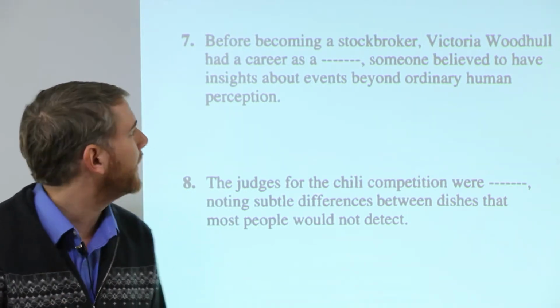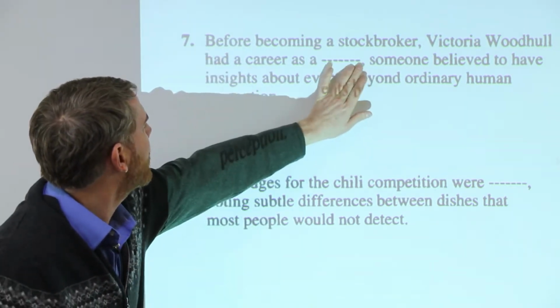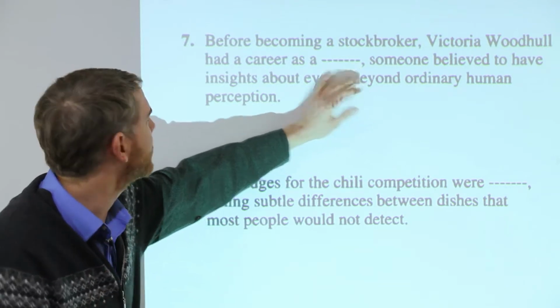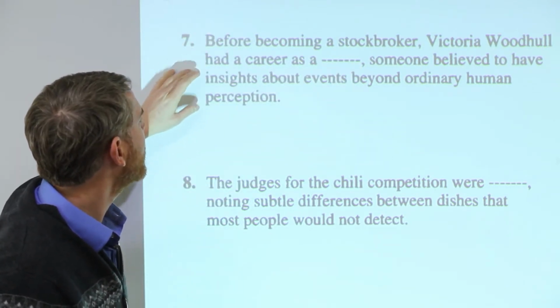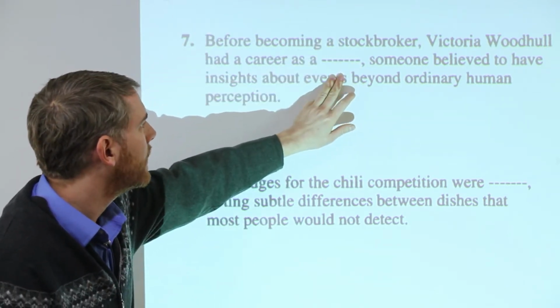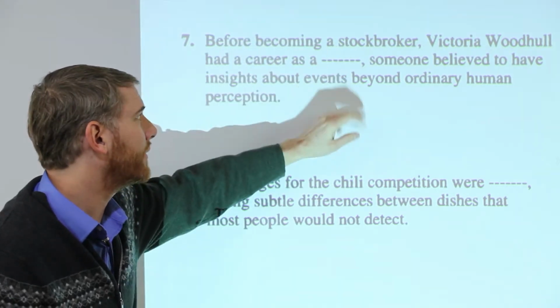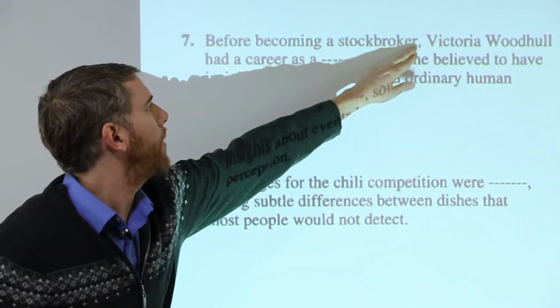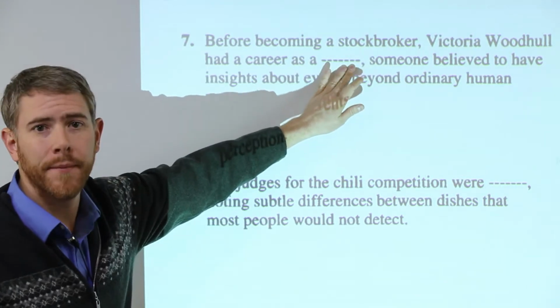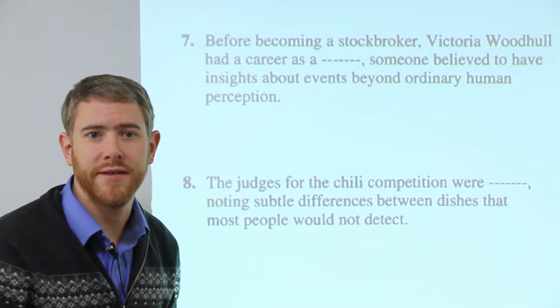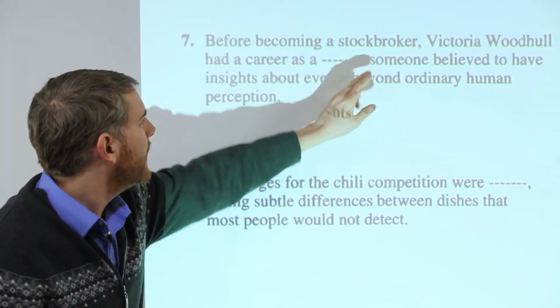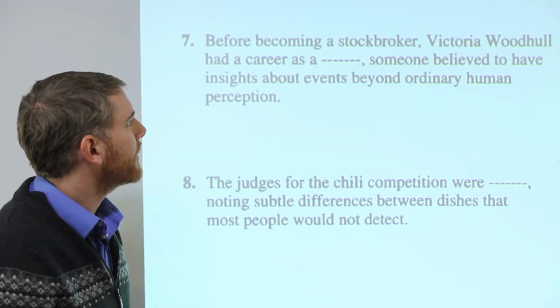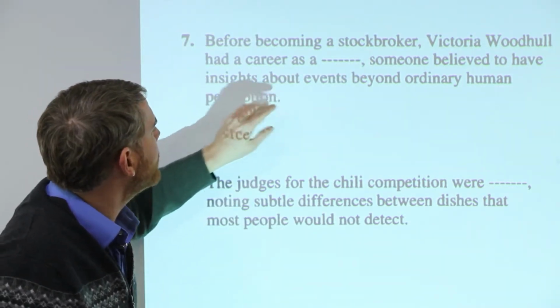Two things are happening here. Here we actually have a contrast, a temporal contrast. Before becoming a stockbroker, she had a career as a blank. So like the once and now example, this is a contrast between what was happening before and what's happening now. So that's the first direction I see. Second one is in the same direction, and it's after this comma. And what it does is it tells me what goes in a blank.